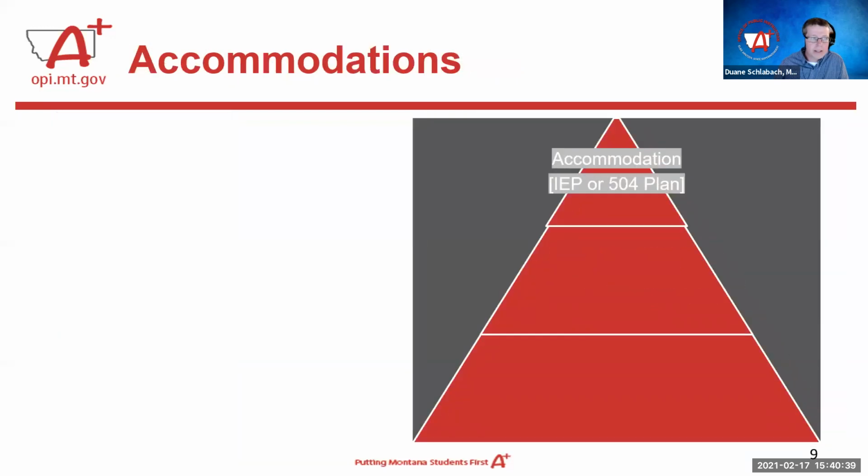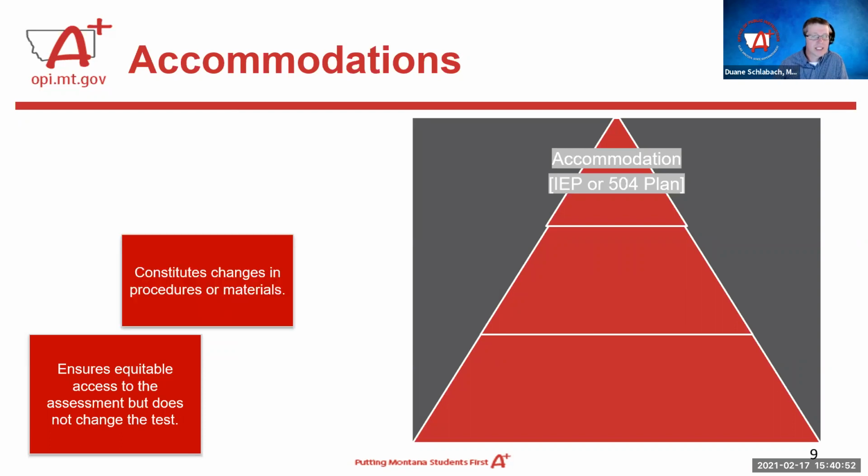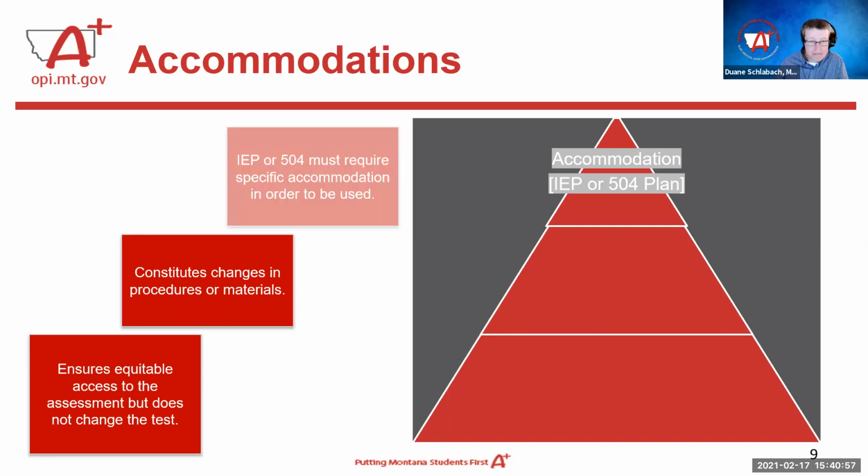And then the final tier, i.e. the 3rd tier, is the accommodations tools. Accommodations can constitute changes in procedures or materials which ensure equitable access to the assessment that doesn't change the test itself. An IEP or a 504 must require the specific accommodation in order to be utilized. So this is an overview of when we talk about the three-tiered approach to student supports, accessibility, and accommodation.